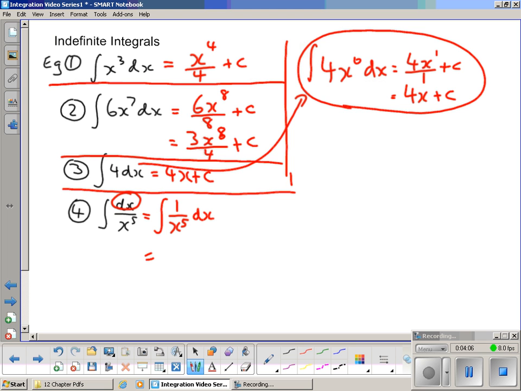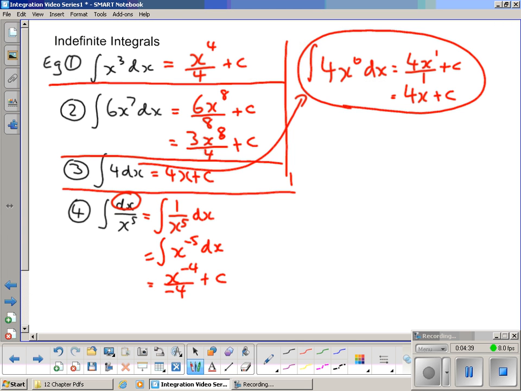Now, one other way we can rearrange this to help our brain a little bit, instead of 1 over x to the 5, we'll say x to the minus 5 dx. And now we'll be ready to add 1 to the power and divide by the new power. We have to be careful with negatives: if we add 1 to minus 5 on the number line, we actually get minus 4. So we'll get x to the minus 4 over, because we've got to divide by the new power, over minus 4 plus c.